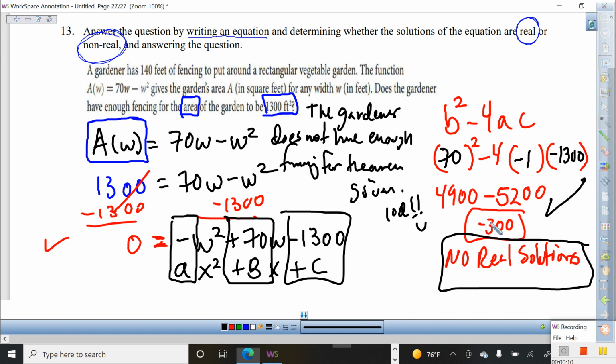So, if this was a positive number, what would you write at the end, Brooke, for your answer? Yeah, the gardener does have enough, right? If there was a positive number, it might be a little bit more, but does he have enough? Yeah, enough or more than enough.